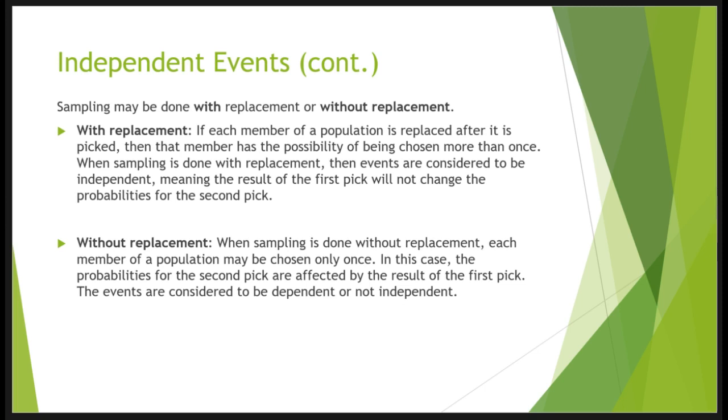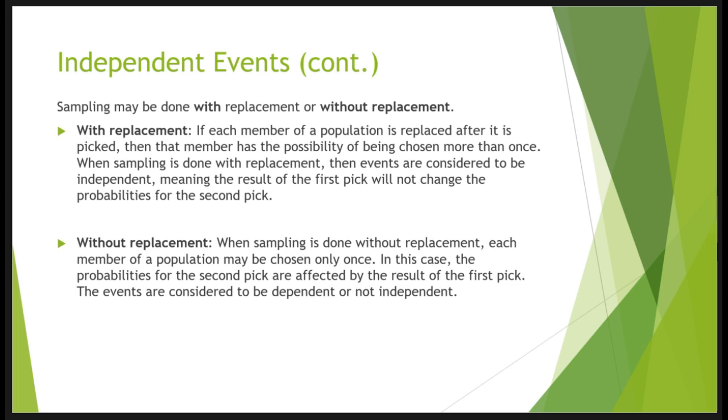So with independent events, sampling can be done with replacement or without replacement. With replacement is when each member of the population is replaced after it's picked. So you might pick something and then you put it back, and that member has a possibility of being chosen more than once. So when sampling is done with replacement, the events are considered to be independent, meaning that whatever you get for the first pick won't change the probabilities for the second pick.